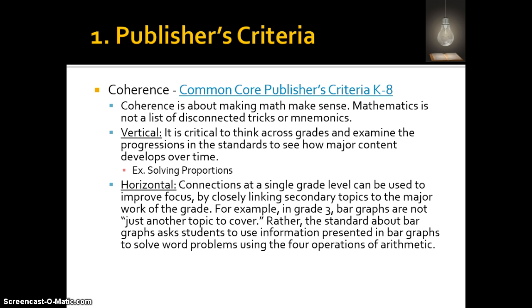Now there's also horizontal coherence, and this is making connections within the grade level. So looking at your own standards within your grade level, how do things connect to each other? The example that's in the publisher's criteria that they list is the bar graphs, and we shouldn't be teaching bar graphs as a standalone topic. Instead, we can use the bar graphs and information on those bar graphs to help them continue learning how to solve basic arithmetic problems using the four operations. And so it's this opportunity to tie things together that makes sense.